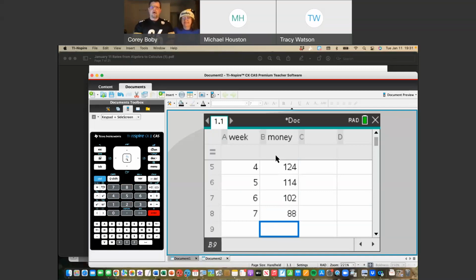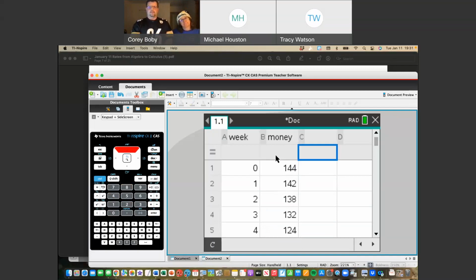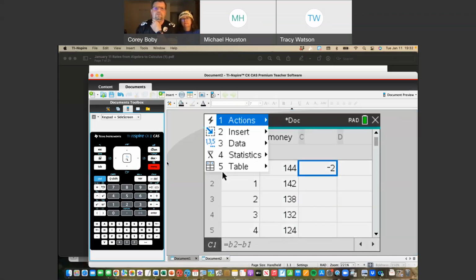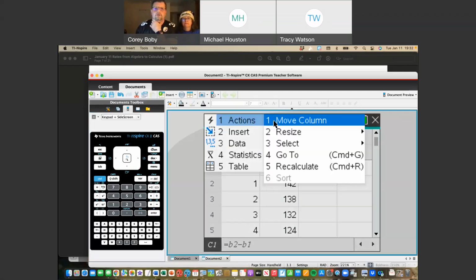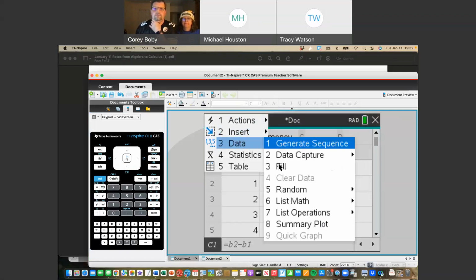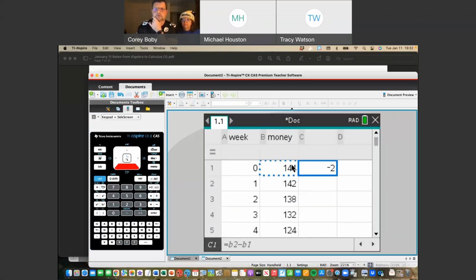Okay. Now, how would I do the delta list on the 84 or the Nspire? I can literally, this is Excel. So I can say equal, let's see, B2 minus B1. I'm treating it like a spreadsheet. And in some ways, I really love this because the most underutilized resource in the math classroom is the spreadsheet. So where's the fill down? Is it menu, actions, fill down? No, it's data, I think. Data, fill, and then I can arrow down.